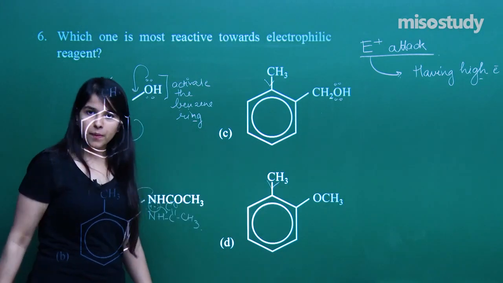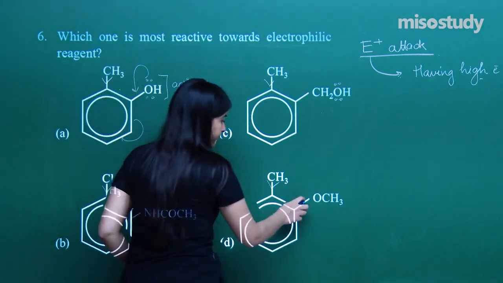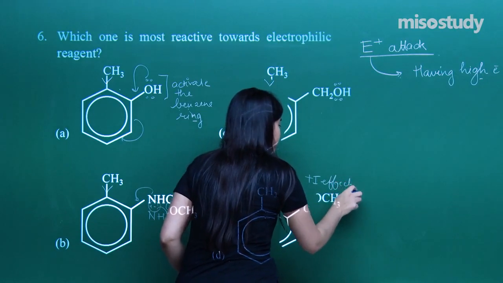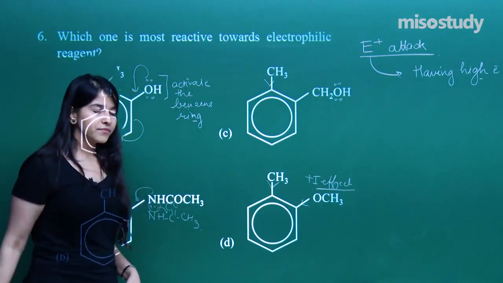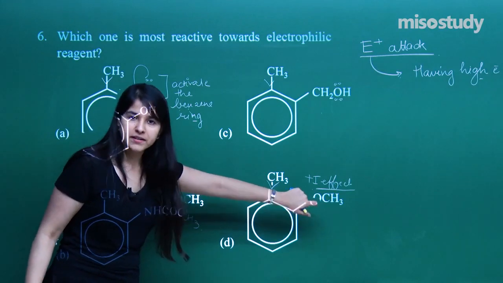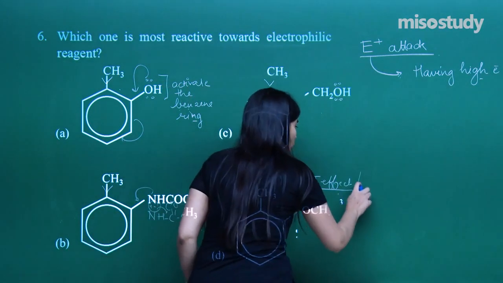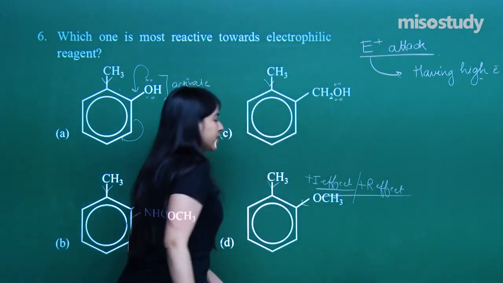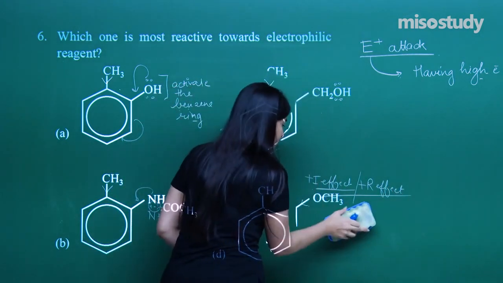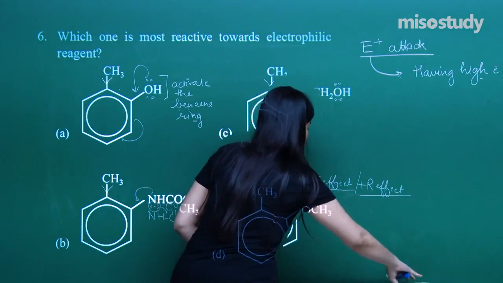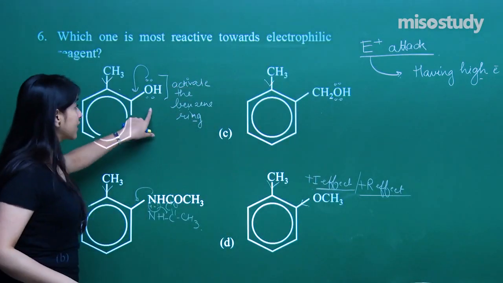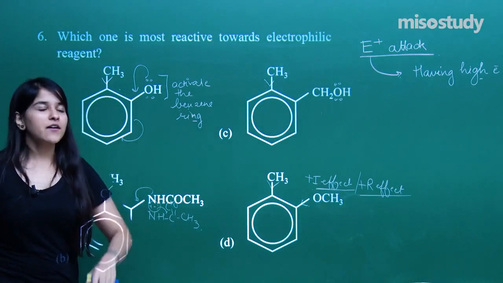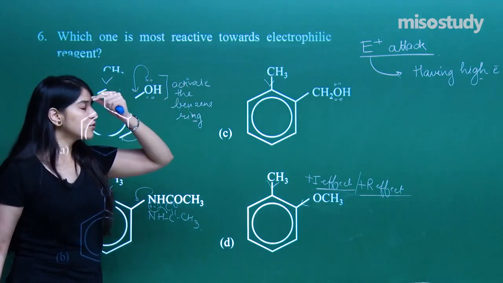What about this group? Again donating, but it will show plus I effect. And this plus I effect would be lesser, or there may also be a possibility of plus R effect. But what is the scenario over here? The OCH3 group involved over here is actually less donating than what we have in the case of OH, which is completely activating the benzene ring. So I hope you all have got the answer over here, which is the most reactive towards electrophile.